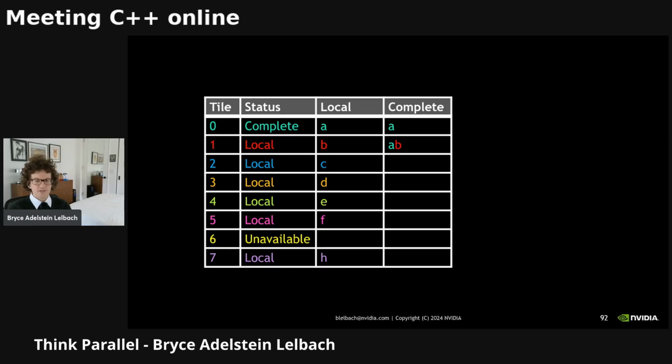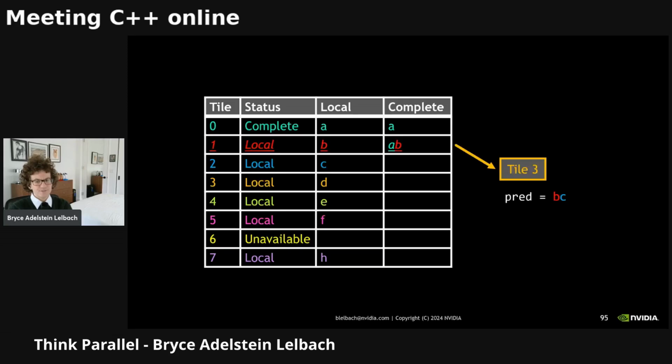So let's work through another example. Here's a snapshot of a scan execution with 8 tiles. Let's perform wait for predecessor prefix for tile 3. We start by looking at tile 2, whose state is local. We sum its local prefix into our predecessor prefix. Next, we look at tile 1, whose state is local.